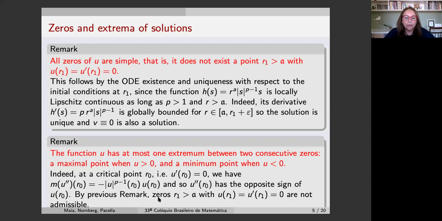By the previous remarks, zeros cannot be of this type, u(r1) equal to u'(r1) equal to 0. So if we are at a critical point, u has a sign and it is going to give the sign of the second derivative. Therefore, when u is positive, the second derivative is negative, and when u is negative, the second derivative is positive.